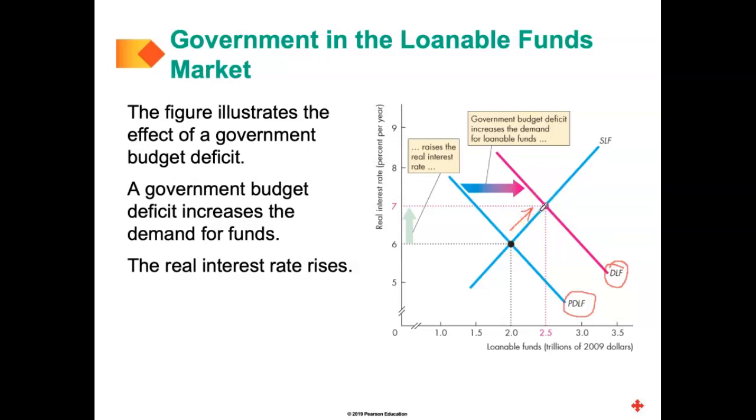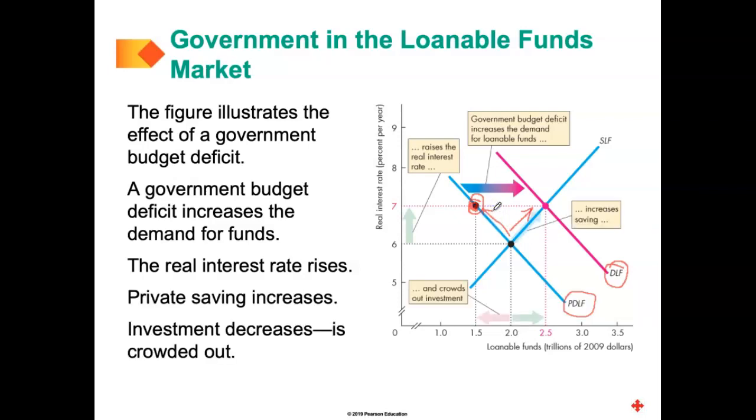But the interesting thing is that you can clearly see that over here at the interest rate of 7%, the private demand for loanable funds actually decreases. And when private demand for loanable funds decreases, investment basically decreases, and that is what we call the crowding out effect. The crowding out effect.